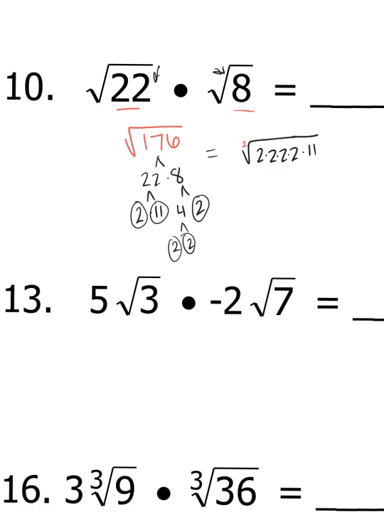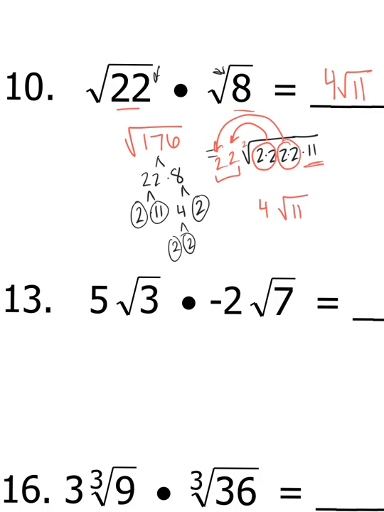It is just a plain old square root. The index is 2, so I am looking for groups of 2. Here's 1, here's another. This 11 is a loner stuck inside, and if I multiply those back together, I've got 4 root 11 for my answer for number 10.